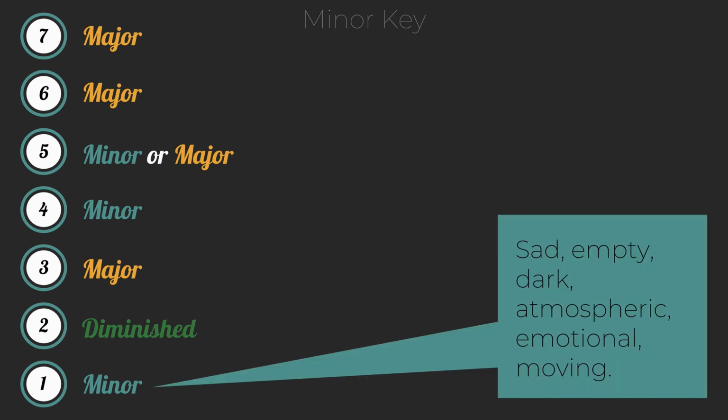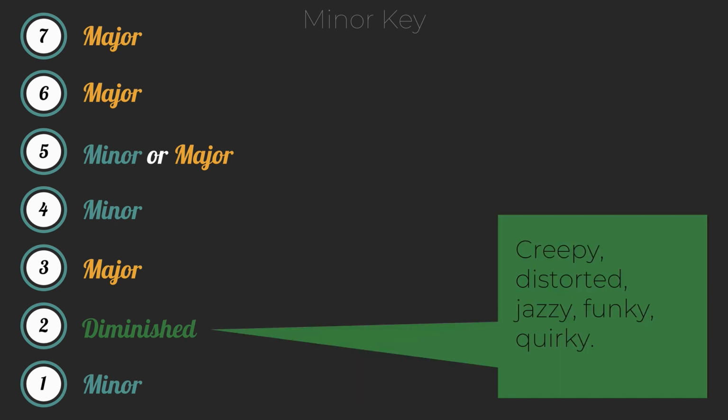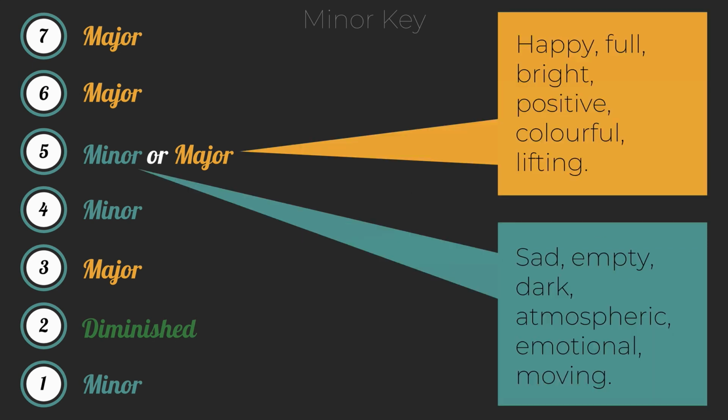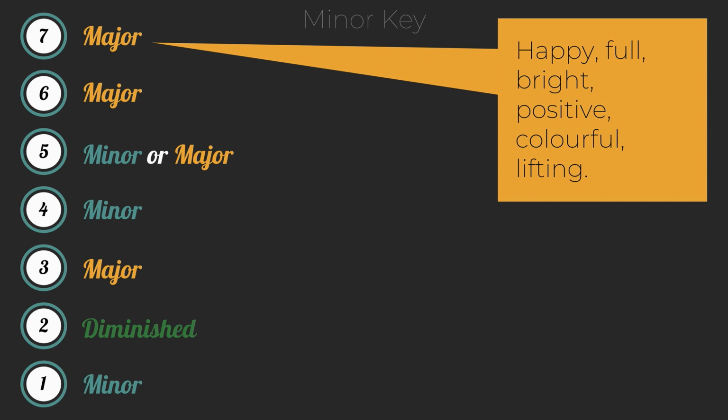Chord 1 is sad, empty, dark, minor. Then we have diminished straight away on chord 2, major, chord 3, minor, minor or major, major, major. So maybe you could pause the video now and go and understand these inside of the scales that you know and see whether what I'm talking about actually makes sense and whether you agree with it. You might not, which is also great.